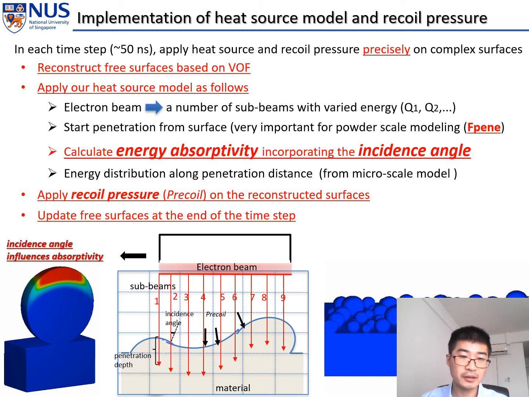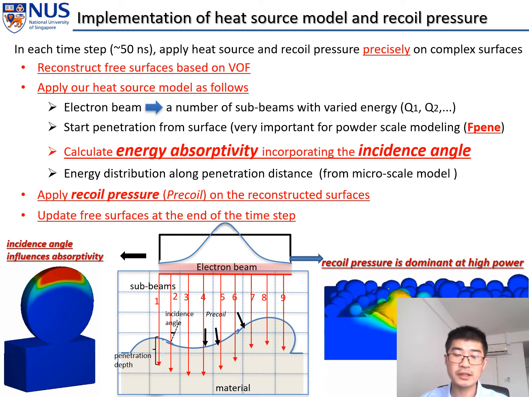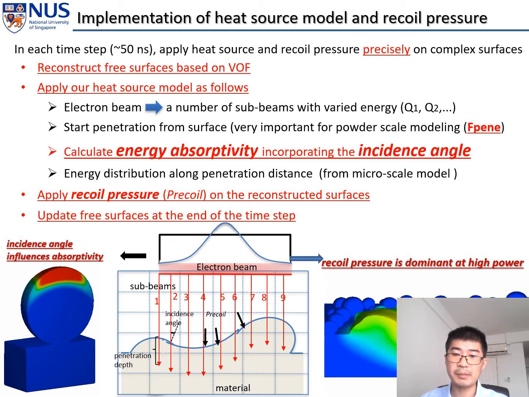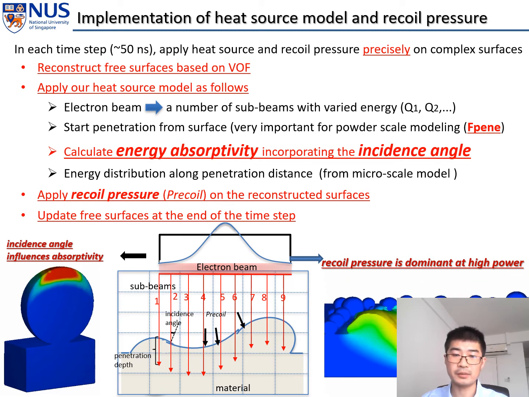And also you can see the subsurface area gets melted first, and then the surface. This is because of penetration. For the commonly seen Gaussian distributed electron beam, if the power is high enough, then there will be recoil pressure and the keyhole will be formed.